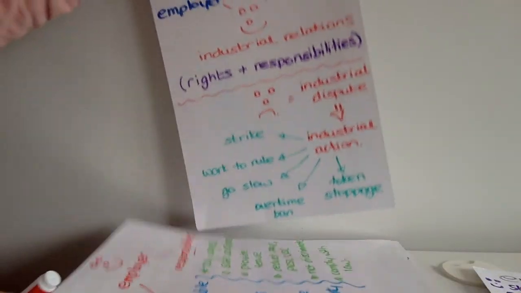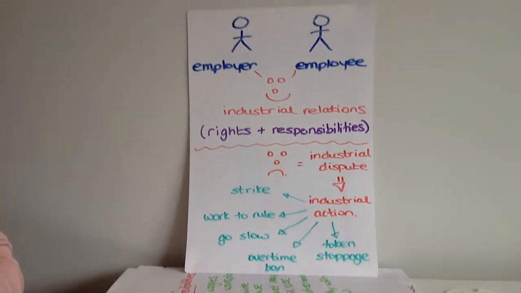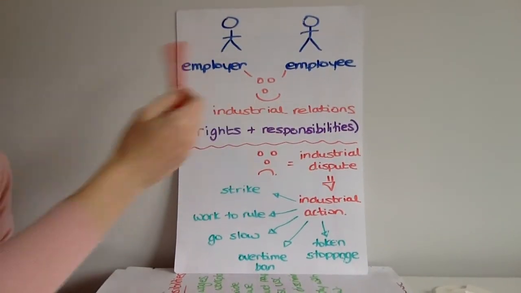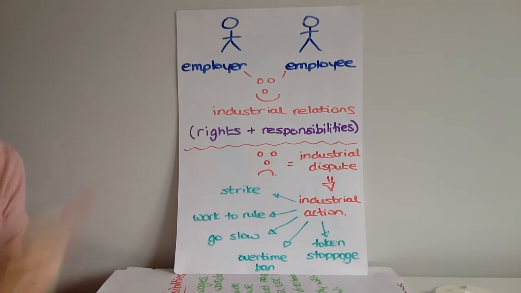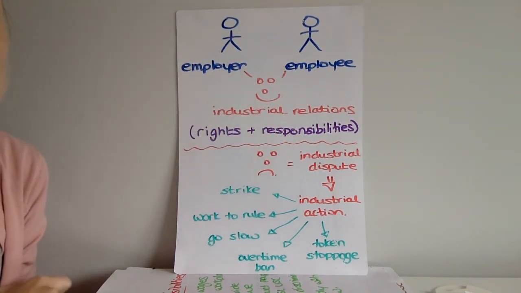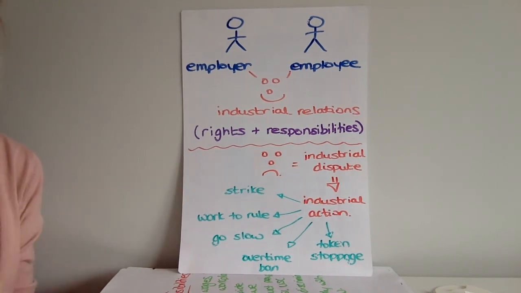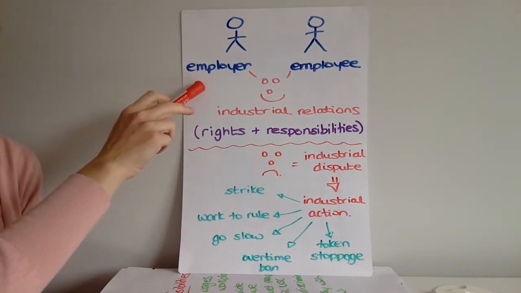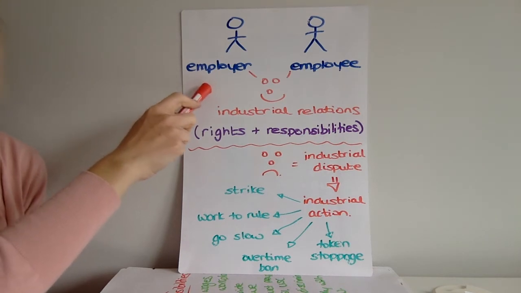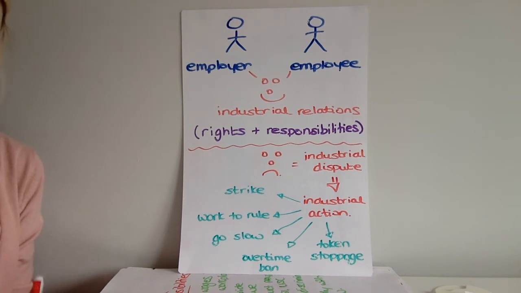So when you go into a job, there will be 2 people that we need to think about. Okay, so we will have the employee, who is the worker, and we'll have the employer, who is basically your boss. Okay, and basically a relationship will exist between these 2 people. And ideally we want this to be a good relationship. Okay, so when we talk about industrial relations, it's basically the relationship that exists between the employer, the company, the boss, and his or her workers, okay, or his or her employees.